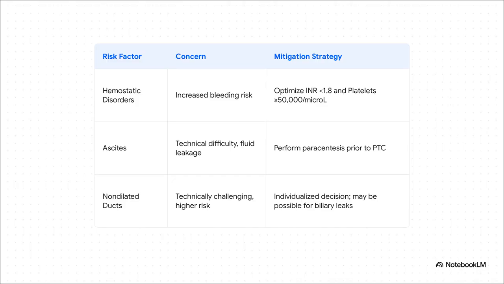It's really important to get this. There aren't any absolute reasons not to do a PTC, just relative ones. And that means they're not roadblocks, they're just challenges we need to manage beforehand. For instance, if a patient has a bleeding disorder, we have to get their clotting factors in a good place. If they have a ton of ascites, that fluid has to be drained first. Even when the ducts aren't dilated, which makes the procedure way harder, it doesn't automatically rule it out. It's all about weighing the risks and benefits.